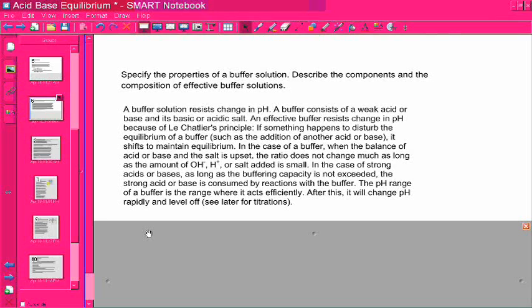An effective buffer resists change in pH because of Le Chatelier's principle. If something happens to disturb the equilibrium of a buffer, such as the addition of another acid or base, it shifts to maintain equilibrium. In the case of a buffer, when the balance of acid or base and the salt is upset, the ratio does not change much as long as the amount of OH-, H+, or salt added is small. In the case of strong acids or bases, as long as the buffering capacity is not exceeded, strong acid or base is consumed by the reactions with the buffer. The pH range of a buffer is the range where it acts efficiently.